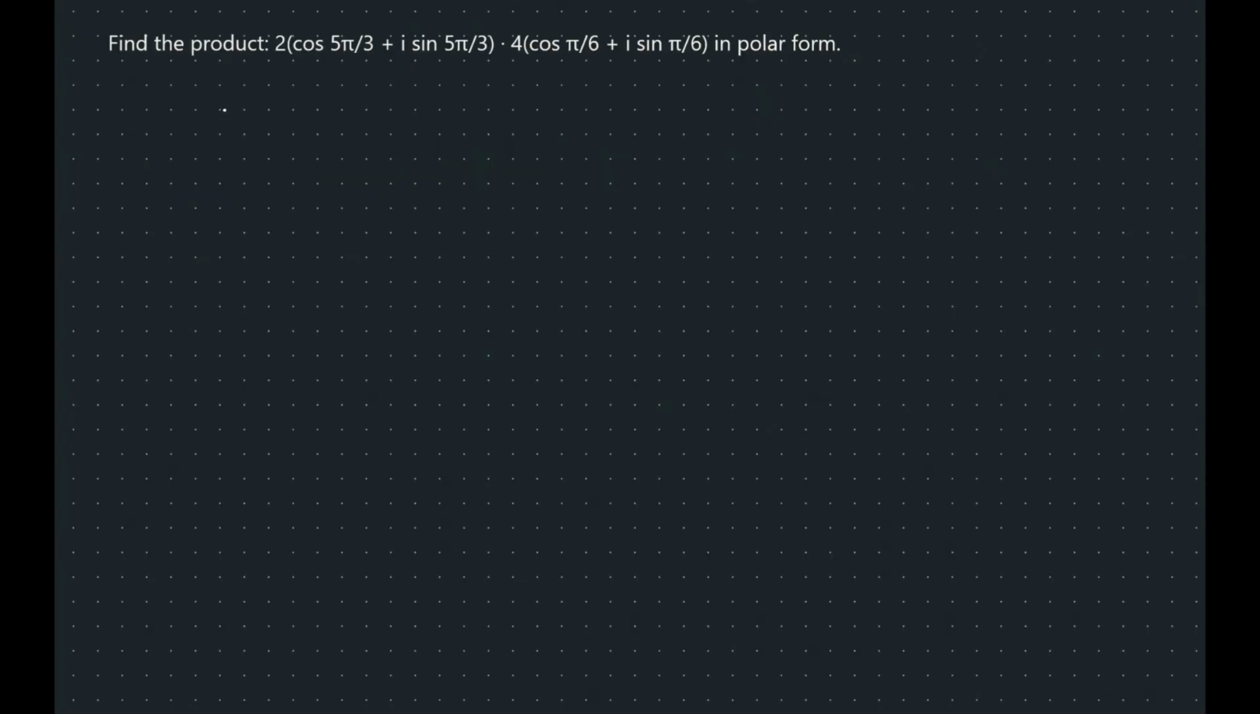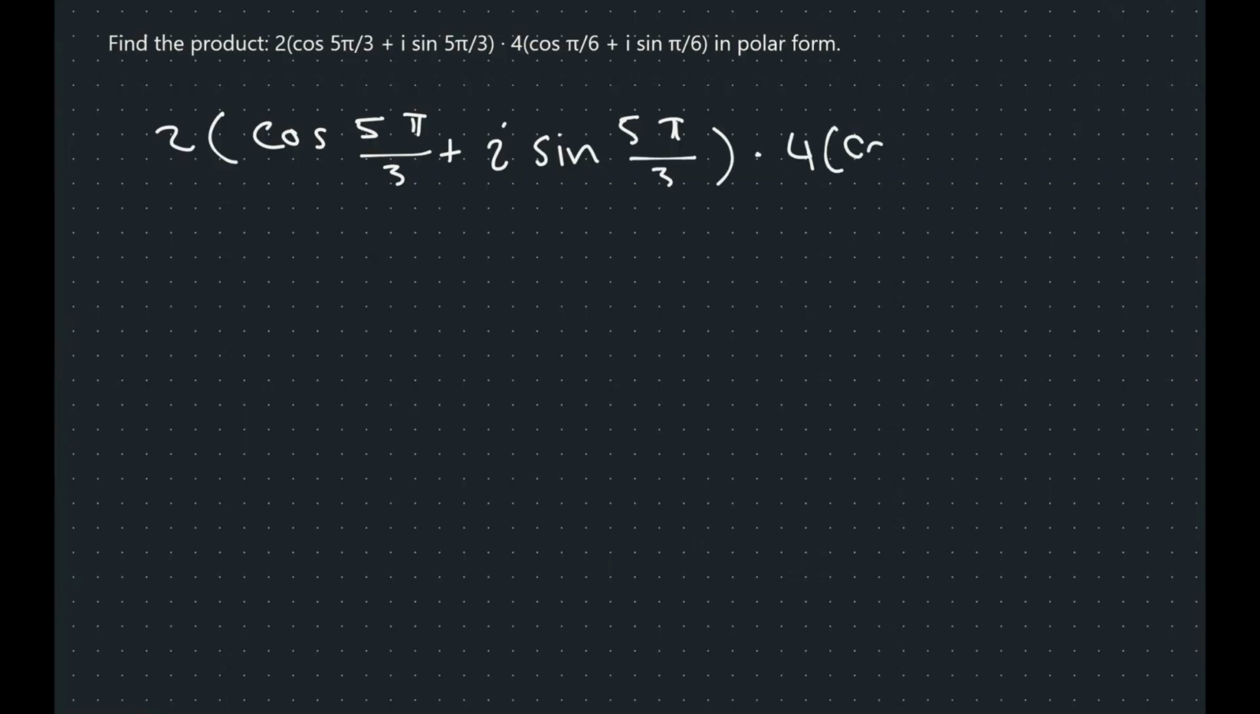So to solve this question, we do the same steps that we discussed previously, and for those who skipped the videos, we will do these steps. So let me rewrite the question here. So we have 2 times cosine 5 pi over 3 plus the imaginary part sine 5 pi over 3, times 4 cosine pi over 6 plus i sine pi over 6.